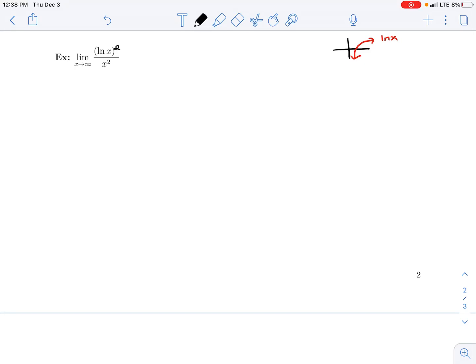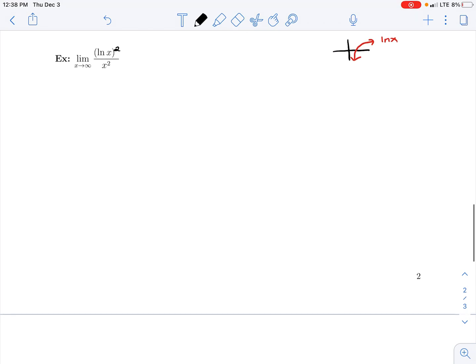Hello everyone. So now let's just do another example here. Okay, so first I want to look at the limit as x approaches infinity of my numerator, my ln x function squared. And so what I'm going to do first is just look at the end behavior of my function ln of x. And so what do I mean by that? Well, as x gets bigger, what's happening to my function values? What's happening to those outputs?